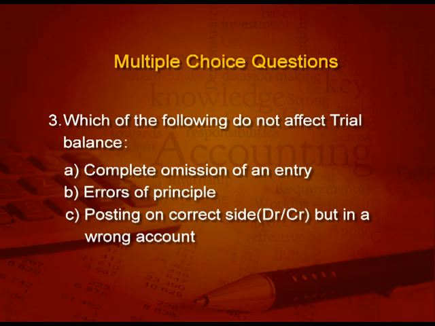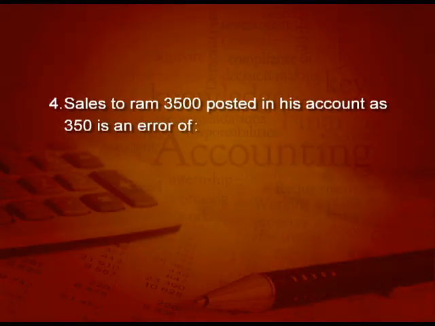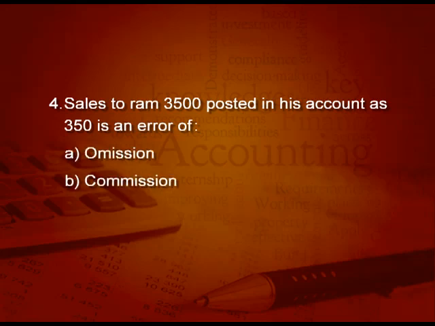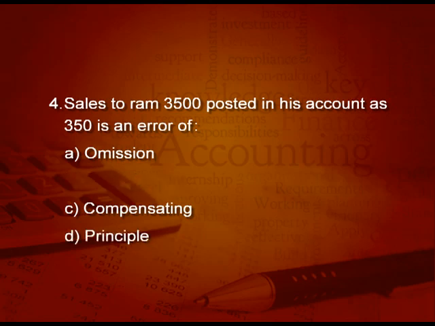The answer is all of the above, because complete omission will make the trial balance tally. Error of principle, you have written in debit and credit, it will also tally. And the next one, you have posted on the correct side, the name may be different, but debit is in debit, credit is in credit, so the trial balance will tally. Next question, sales to Ram 3500 posted in his account as 350. Is this an error of omission, commission, compensating, or principal? Yes, it is a commission error.